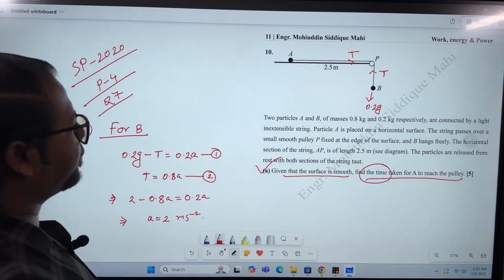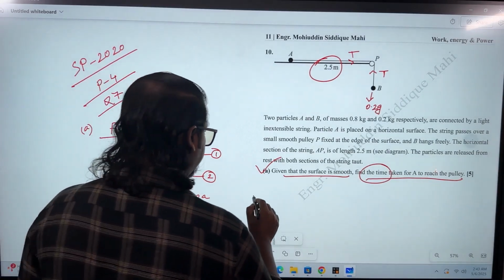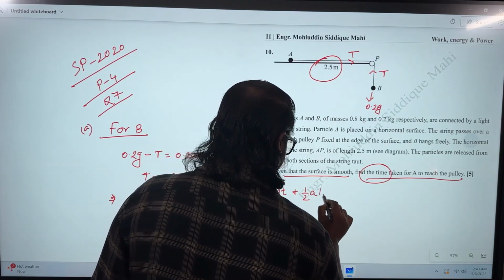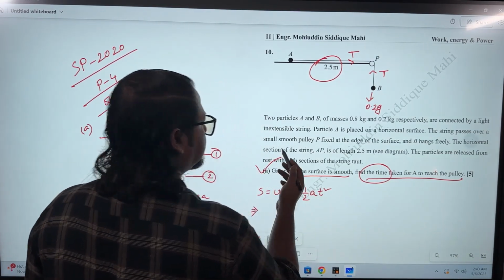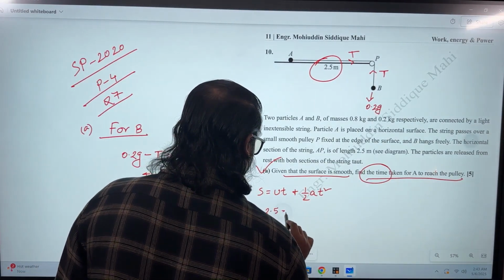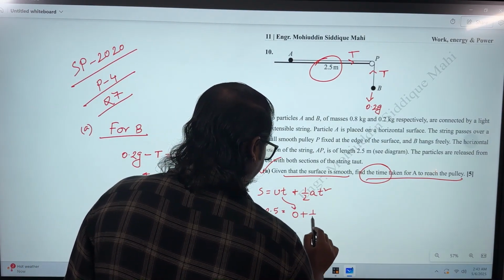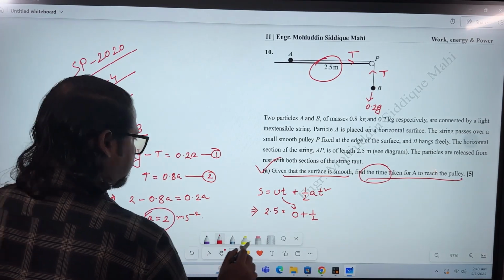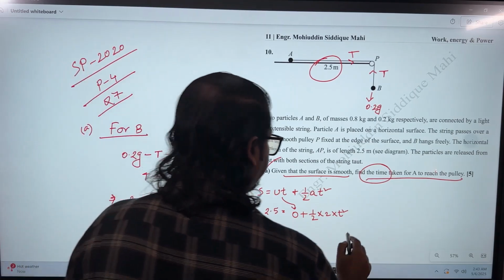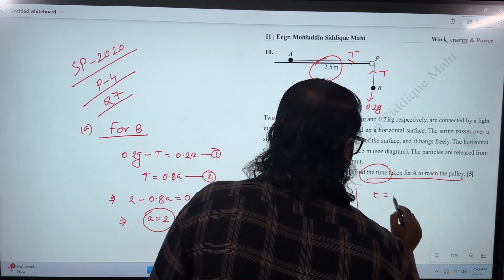For finding the time, we have the distance, so we can apply the equation of motion s equals ut plus half a t square. How much distance does it need to cover? 2.5 meter, right? And initially the system was stationary, object A was stationary, so this part is going to be 0. Acceleration we have found as 2. So from here we will get the value of t. So the value of t will be root over 2.5.